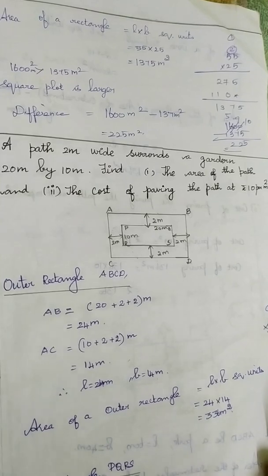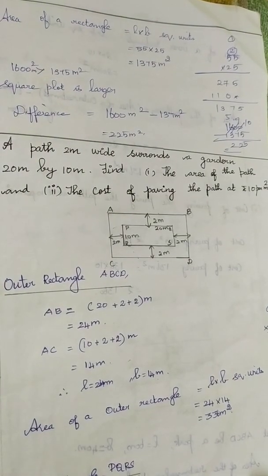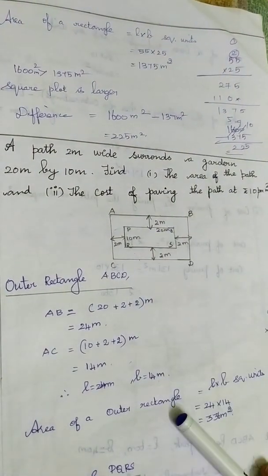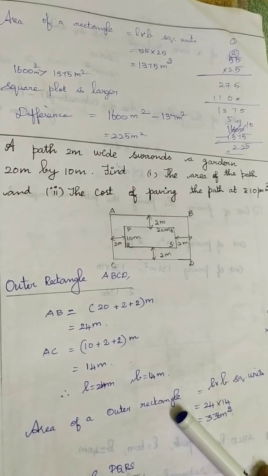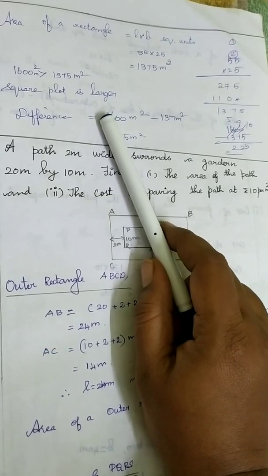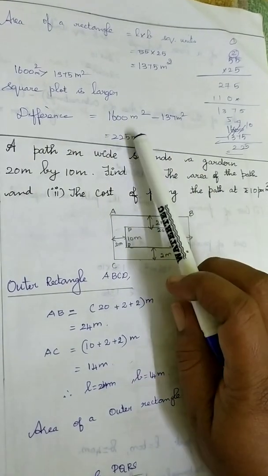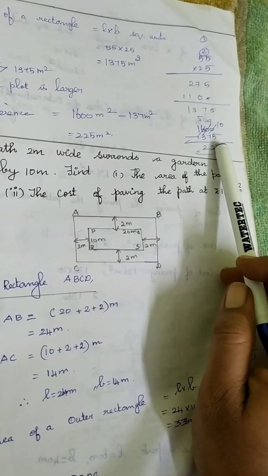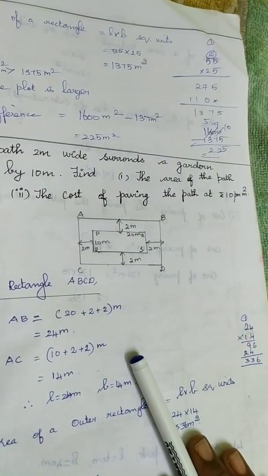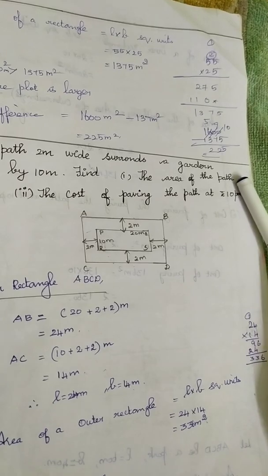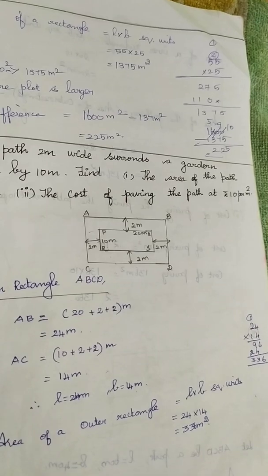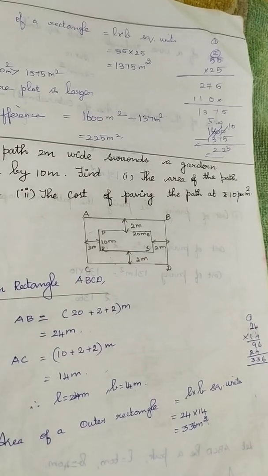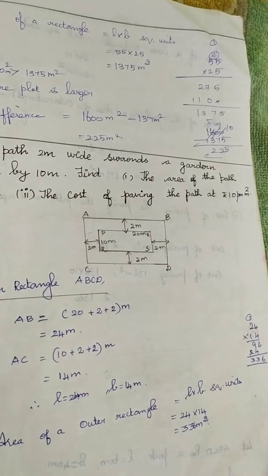So now if you compare the area of the square as 1600 meter square, and the area of the rectangle as 1375, 1600 is the greater area. That is, the area of the square is bigger. The square plot is larger. And its difference is when you subtract 1600 minus 1375, you get 225 meter square. Normal subtraction. So the square plot is 225 meter square more than the rectangular plot.